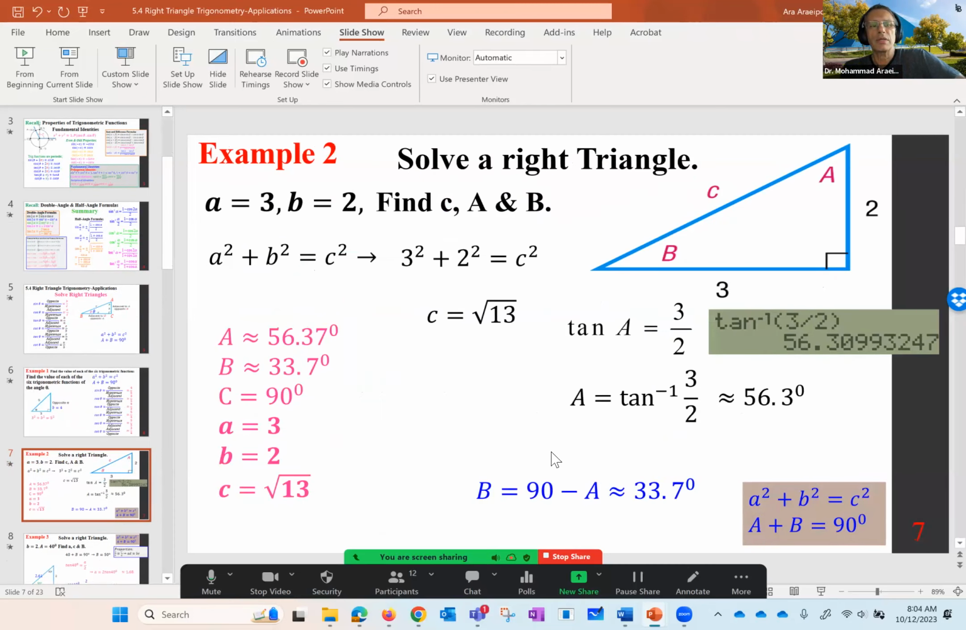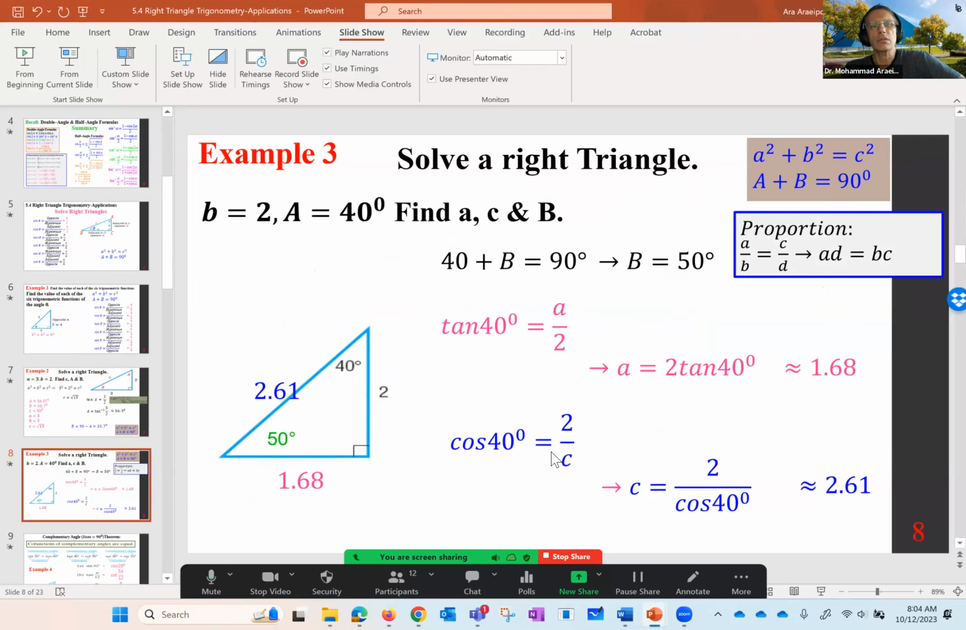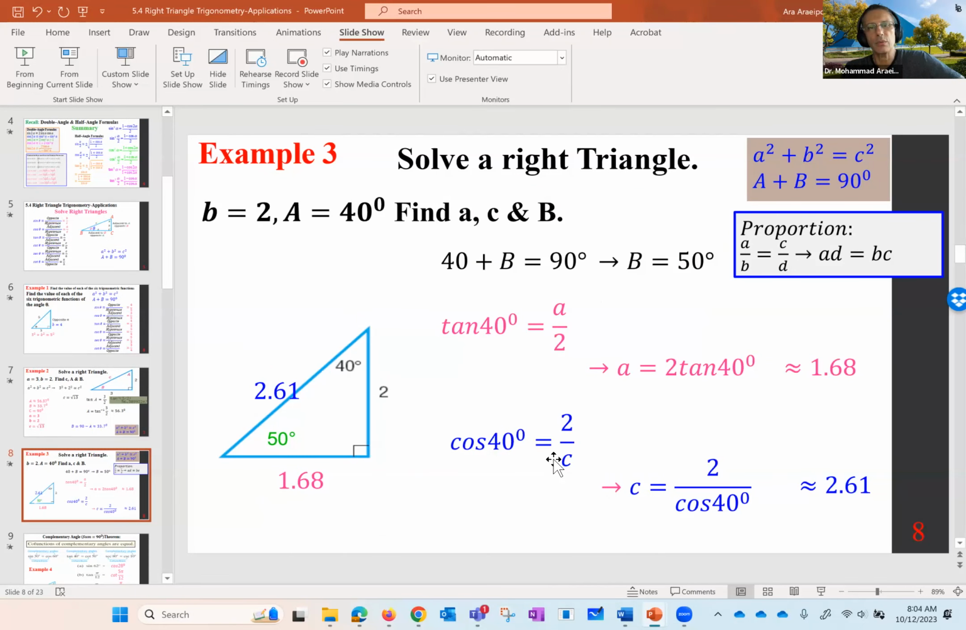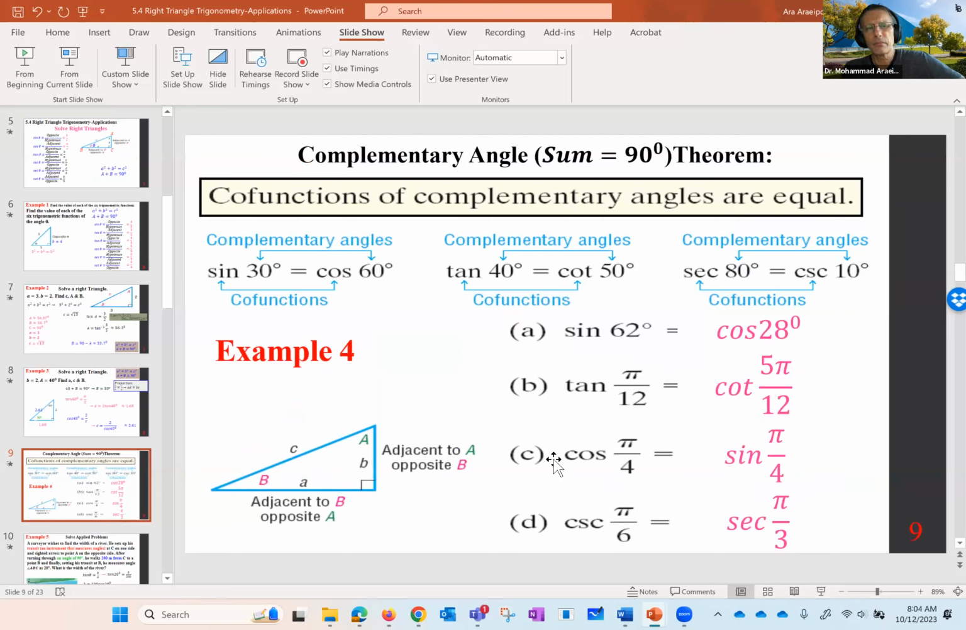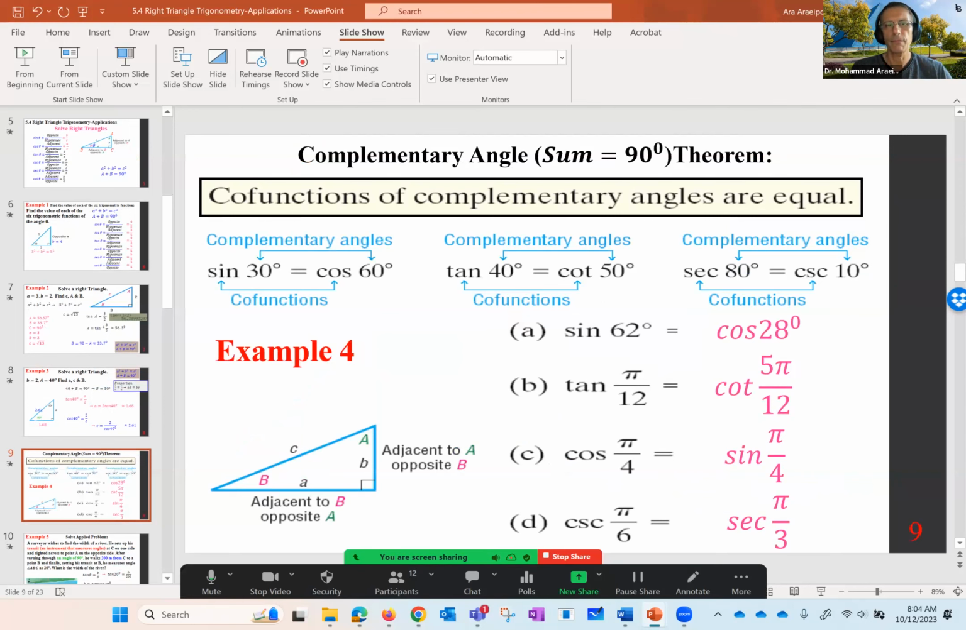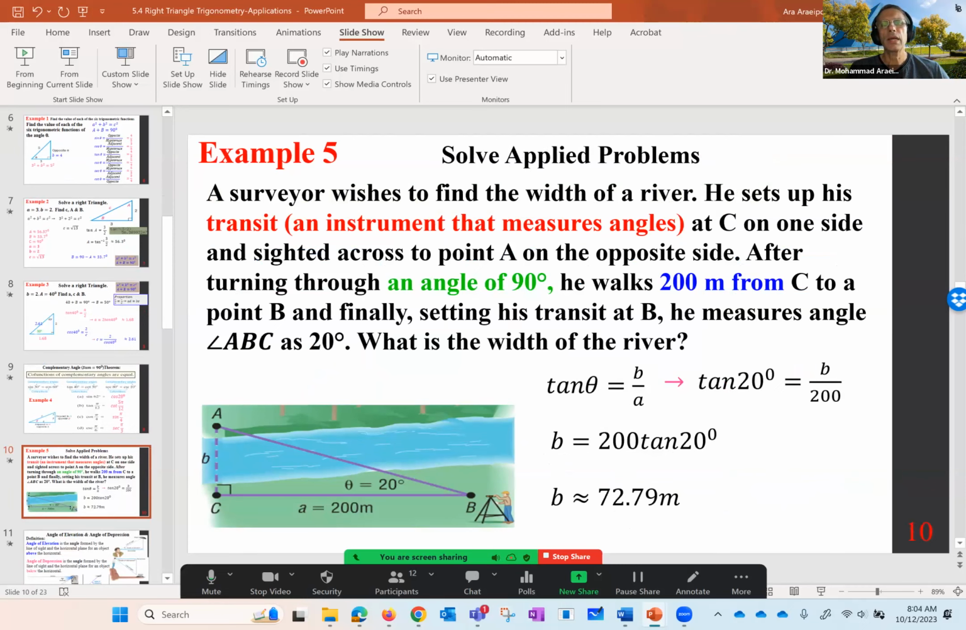And we started looking at some examples here. Solving a triangle means find three sides, three angles, and we did that with several examples here. We also went over cofunction or complementary angles. Sine and cosine are considered cofunctions if their angles are complementary. Tangent and cotangent, secant and cosecant. Then we looked at several application problems.